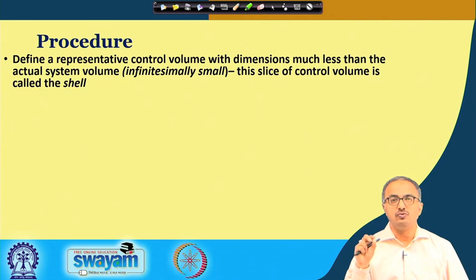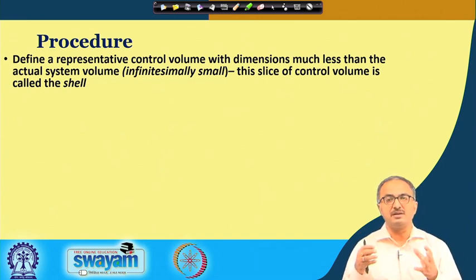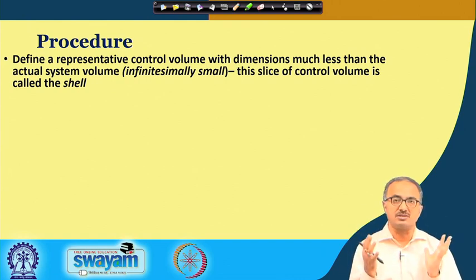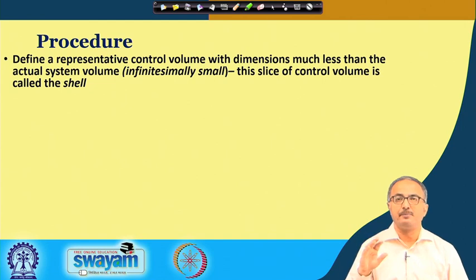So we always choose a small domain which will have enough space so that we can make the balances, but it should have a dimension which is much smaller than the dimension of the whole system so that we can make the appropriate balances. This particular control volume is sometimes called the shell. Many times you will hear in the literature the shell balance. Whenever you encounter this word shell balance, it basically means that you are taking a small control volume over which you are going to make all the balance equations.